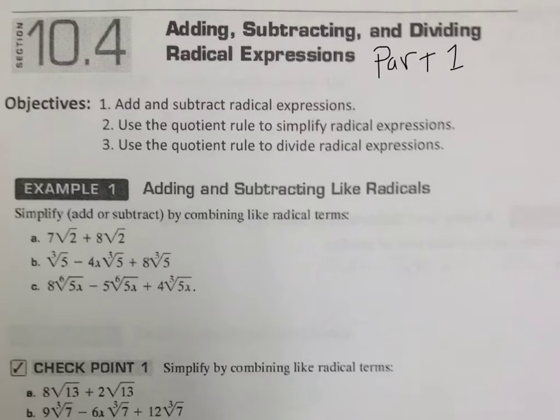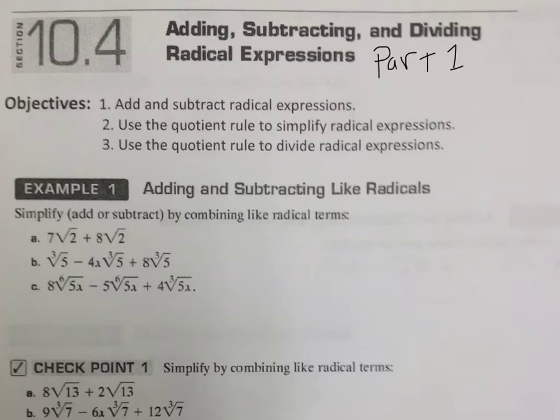And when you add radical expressions, it's like adding variables. You have to have like terms when you add variables. When you have radicals, you have to add like radicals. It's the same principle. So let's look at example 1 and see if we can't do that.